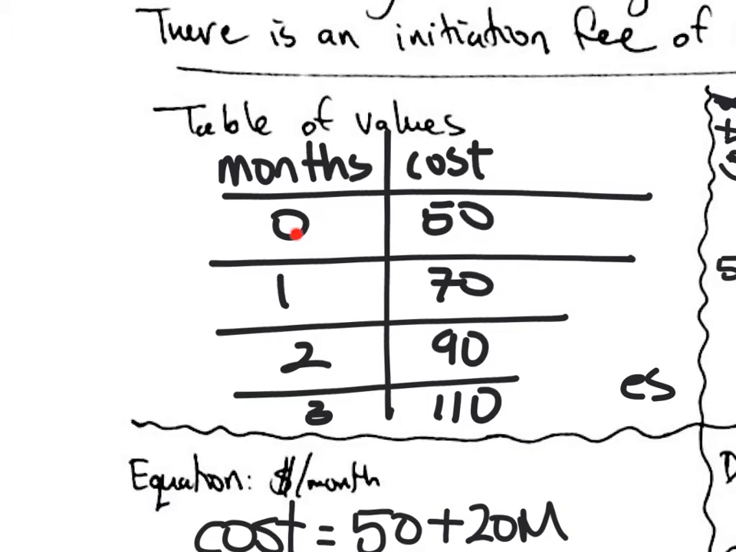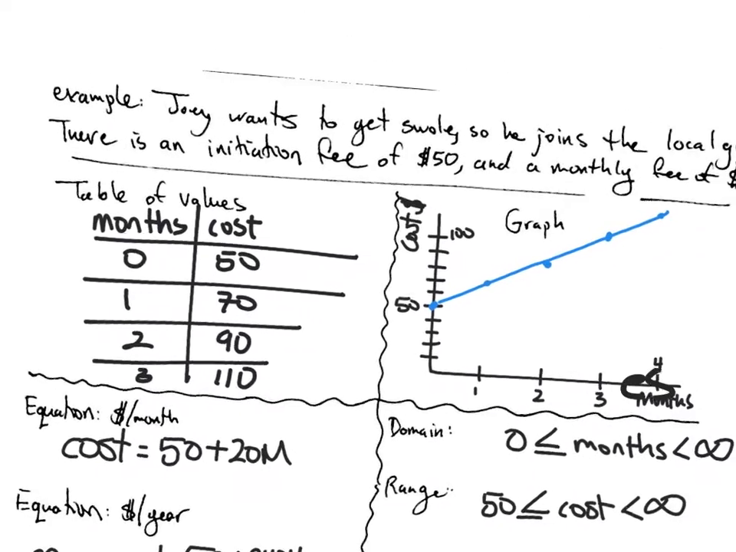If Joey joined and then never showed up, he'd pay the $50 initiation fee. After 1 month, he will have paid $70 because it's 50 plus 20. 2 months, another $20. 3 months, another $20. So, here's a table of values to help you picture what's going on.